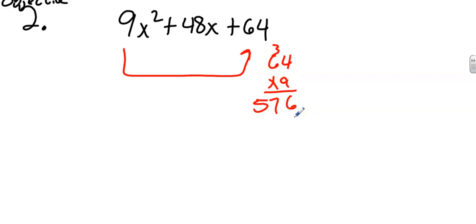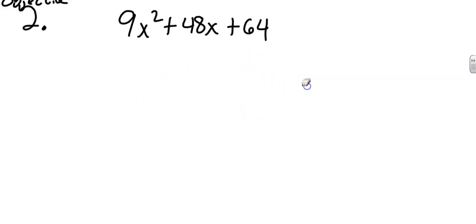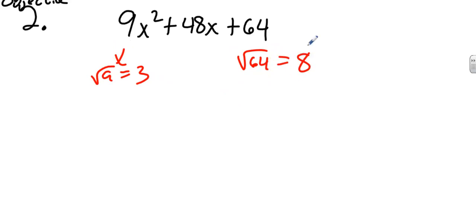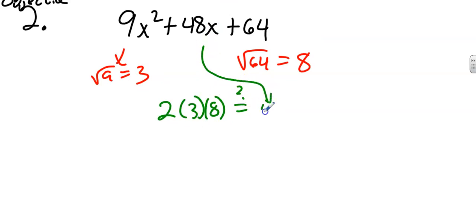If you get a huge number, that's when the warning bells should be going off, going, okay, perfect square. So this is saying, all right, you don't have to do this. Because if you square root 9, that's 3. If you square root 64, that's 8. And then again, the only real check to this one is that if you do 2 times 3 times 8, does that equal 48? 2 times 3 is 6. 6 times 8 is 48. So that does equal 48.